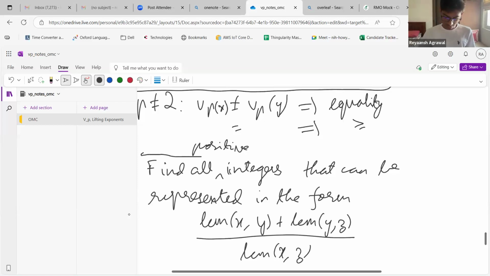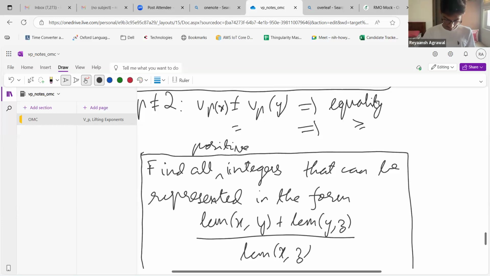This is the problem we have. So what ideas do you have?